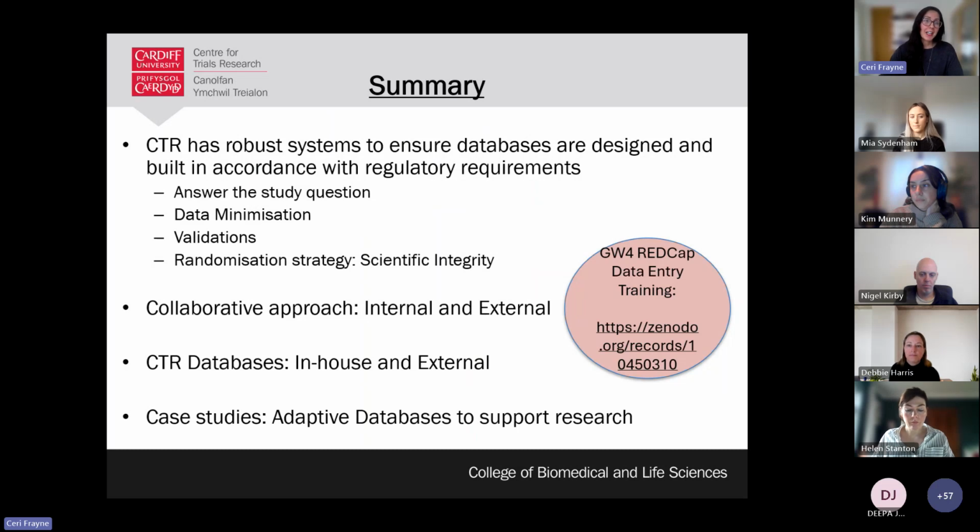Just to summarise, CTR has robust systems to ensure databases are designed and built in accordance with ethical and regulatory requirements to answer the study question. Validations ensure data is clean and complete for export and analysis. CTR database designs and builds are collaborative, so internally multiple CTR departments work together, and externally working closely with CIs, PPI and other CTUs such as GW4, and the REDCap data entry publication output link is on this slide. As for the two case studies demonstrated, CTR databases support adaptive trial designs and focus on delivering reliable, clean and complete data for analysis.